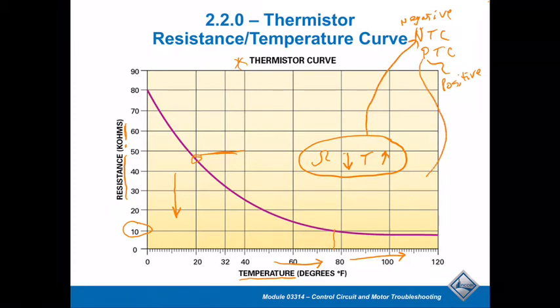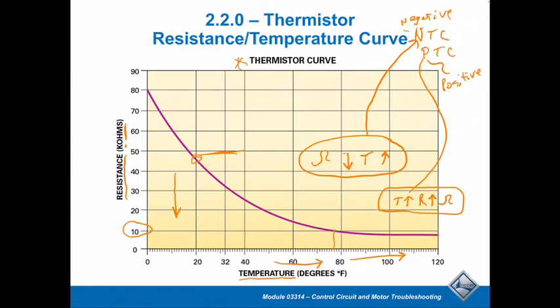Now PTC would be the opposite. As the temperature rises, the resistance, or the ohms, would also go up, and that would be your PTC. Some of our safety devices do that. Almost all of our temperature sensing devices use NTCs, but you never know. It can be completely the opposite.